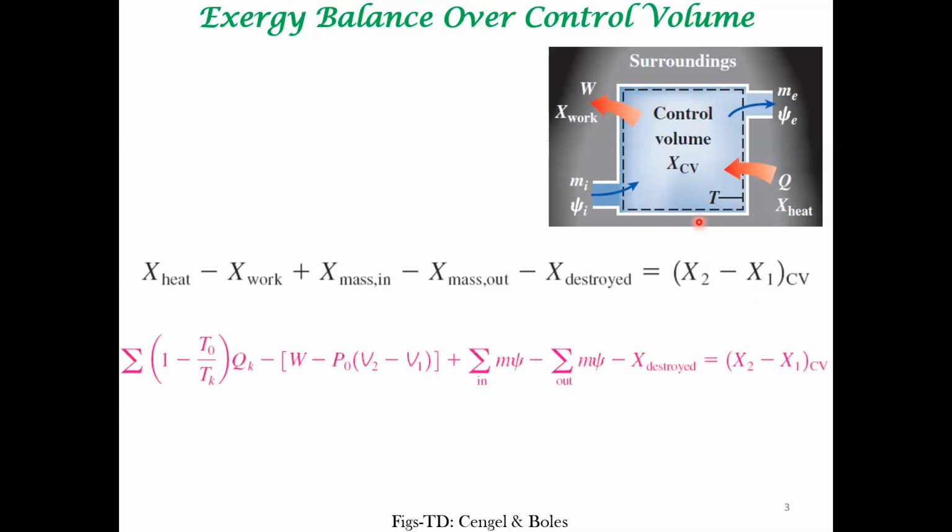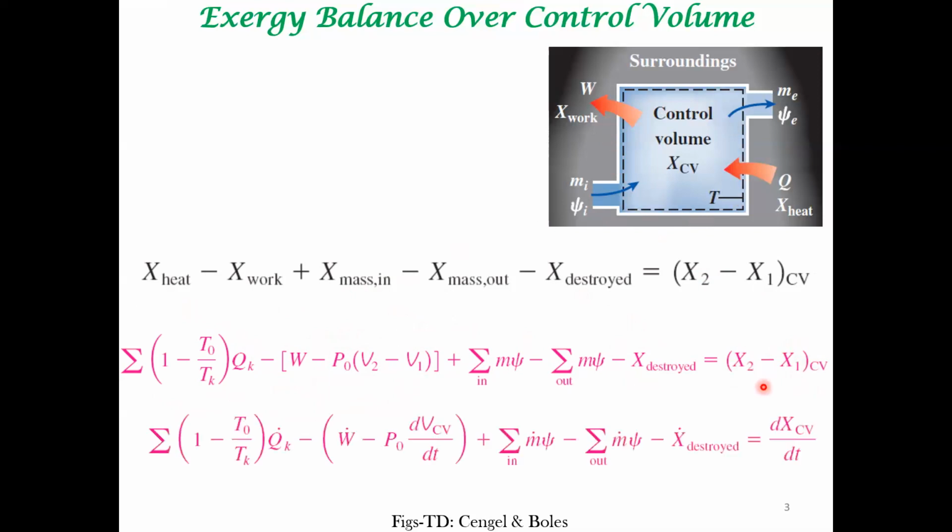So the formulas we have already presented. So this is the exergy associated with heat, exergy interactions associated with heat interactions. And these are the work interaction terms. This negative sign is here, and there is the mass input and associated exergy, mass output and associated exergy, and work potential that is destroyed, and you do a balance around the control volume.